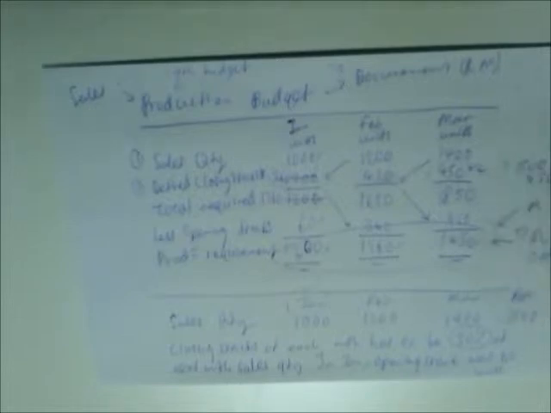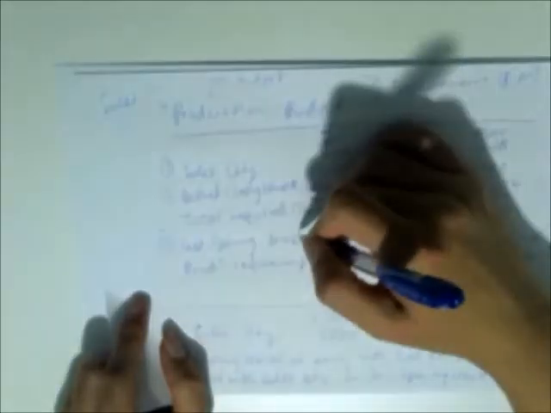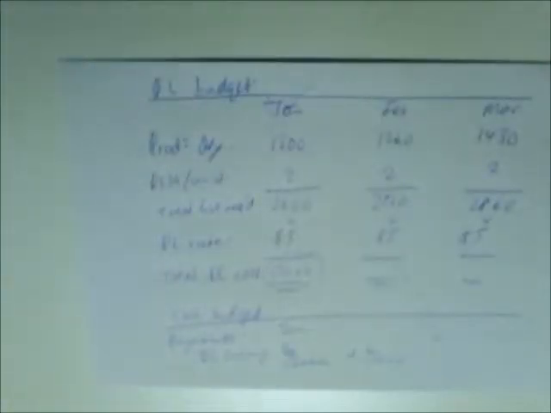And well, that does it. That is the production budget. So the sequence goes like this: sale quantity, desired closing stocks, less your opening stock, and finally obtain your production requirement. So that's the production budget.